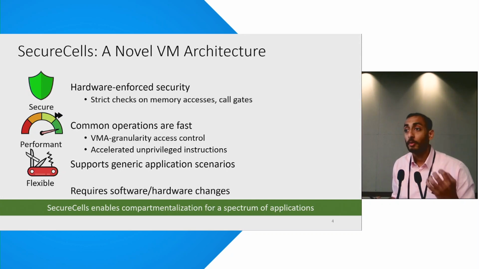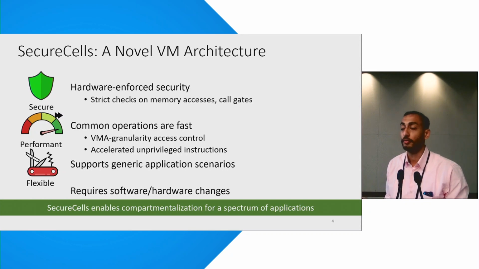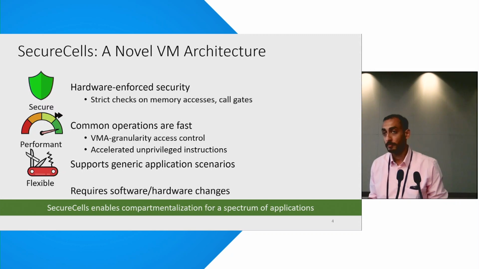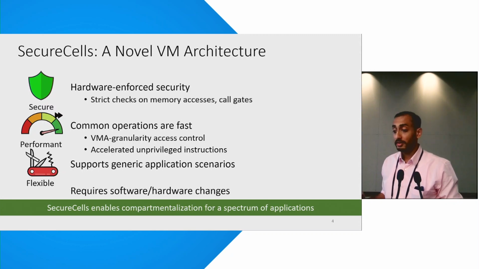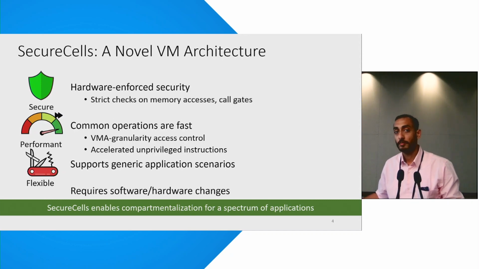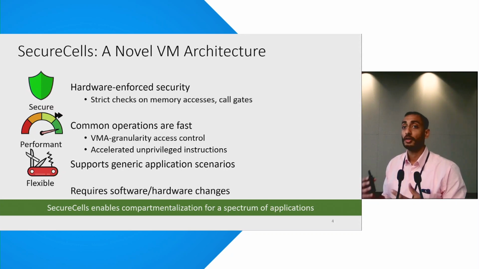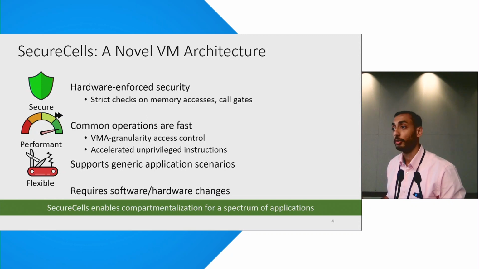Finally, we aim to be flexible. We want to support all security policies, and for that, we have a very flexible structure comprising of a permissions table, which I'll describe later, and software operations. So SecureCells does have the ability to provide compartmentalization for a broad spectrum of applications, but it comes at the cost of requiring hardware and software changes in order to be implemented.